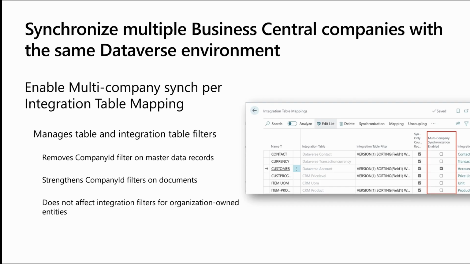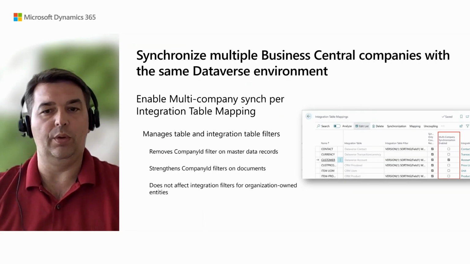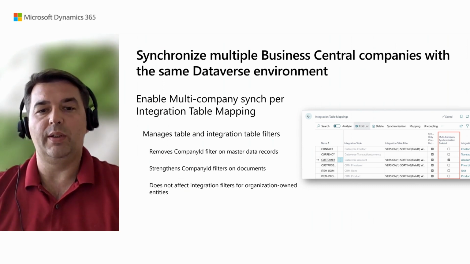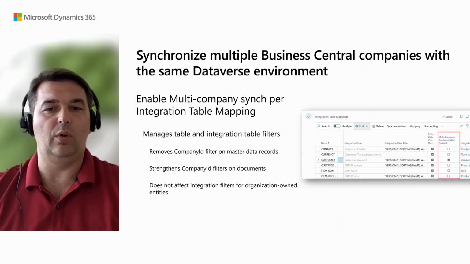When you enable multi-company synchronization, the following things happen. You get warned of the changes that will happen to integration filters and some recommendations for selected integration table mappings. After that, the company filters get removed on user and team-owned tables, such as account or contact tables. Sales quotes and order synchronization becomes more restrictive with respect to company filters.